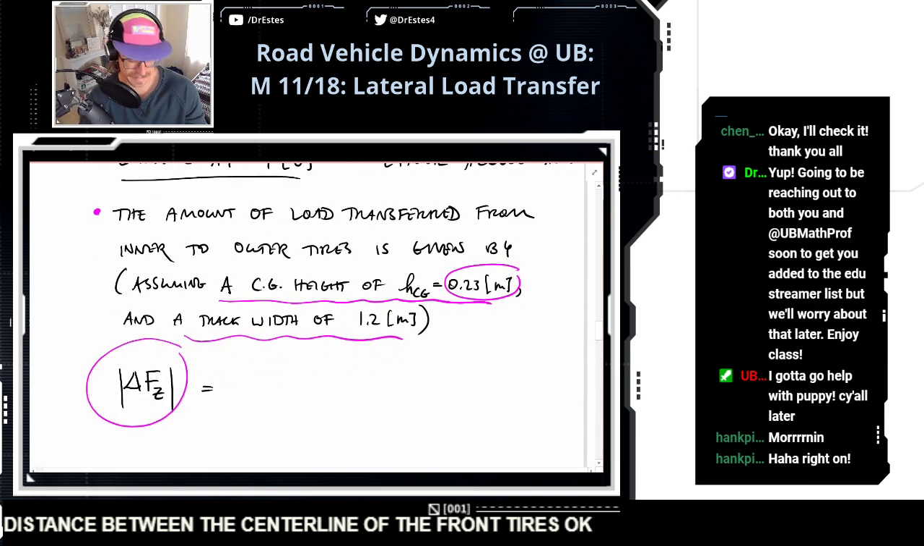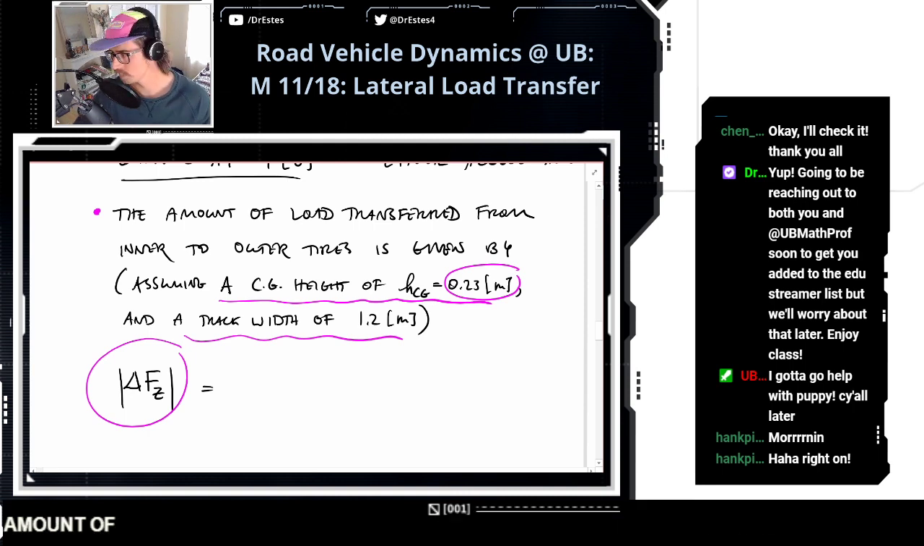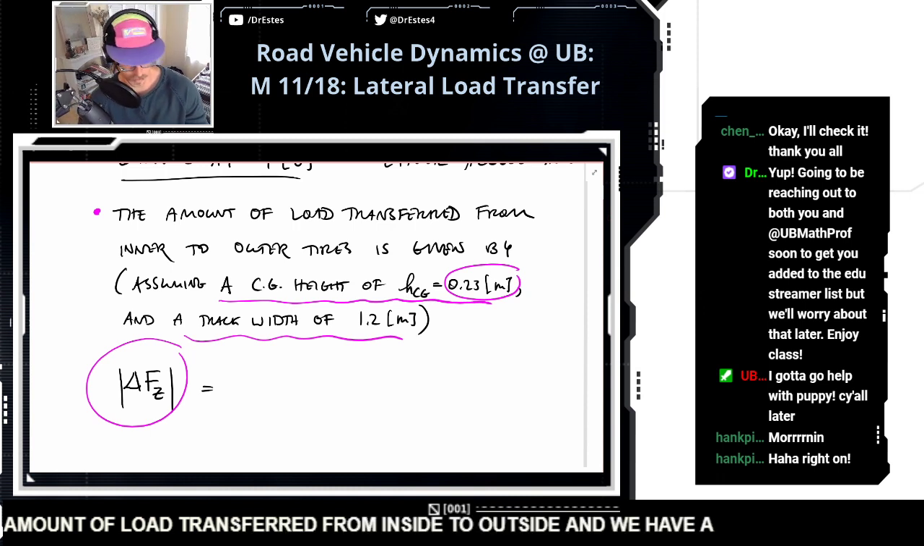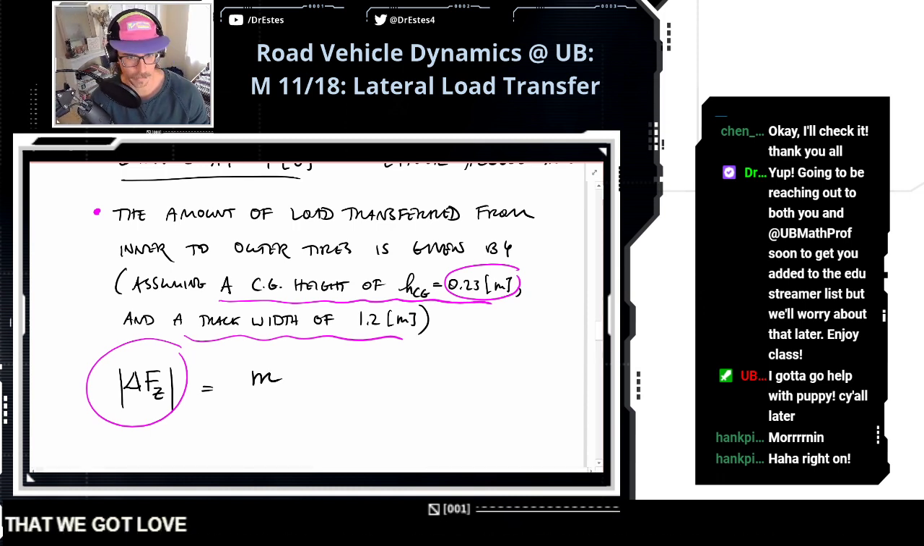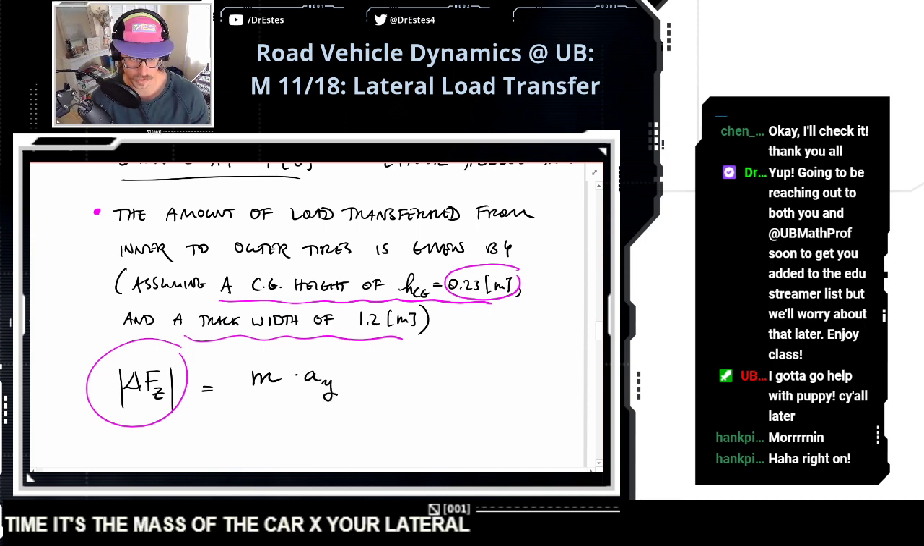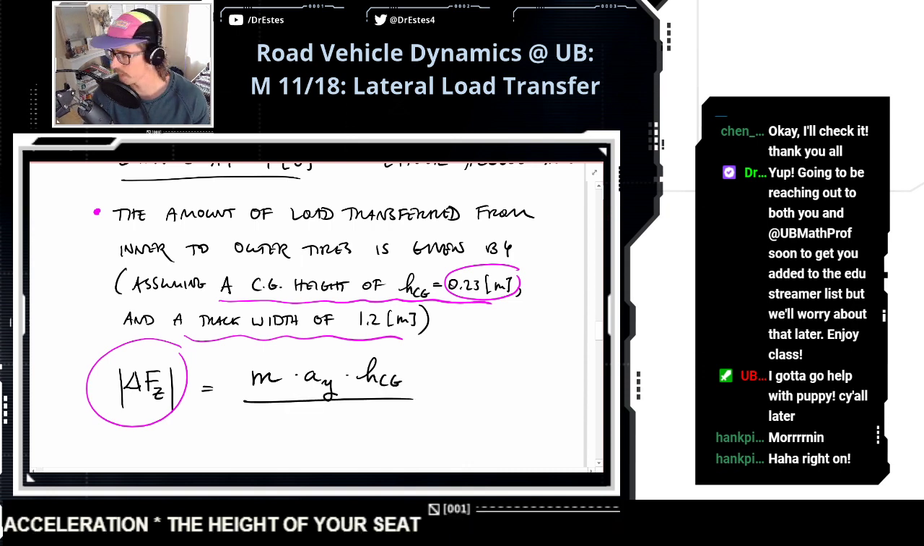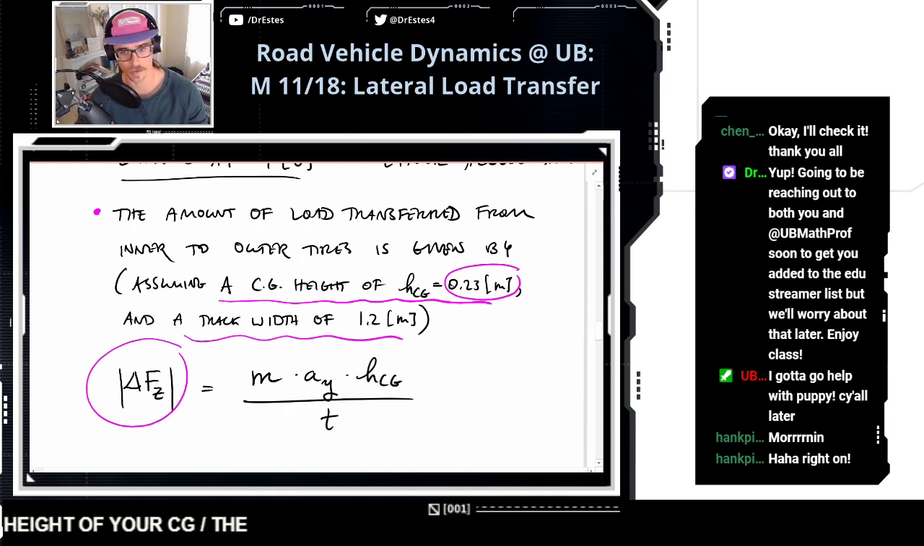Okay, so this delta FZ is the amount of load transferred from inside to outside. And we have a formula for this that we got last time. It's the mass of the car times your lateral acceleration times the height of your CG divided by the track width.